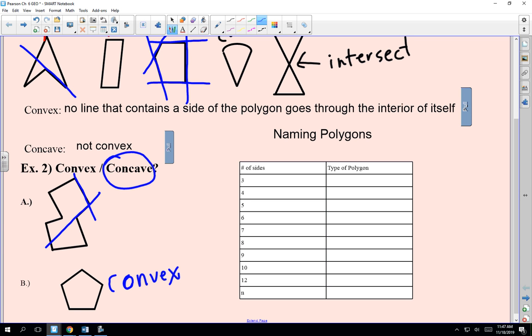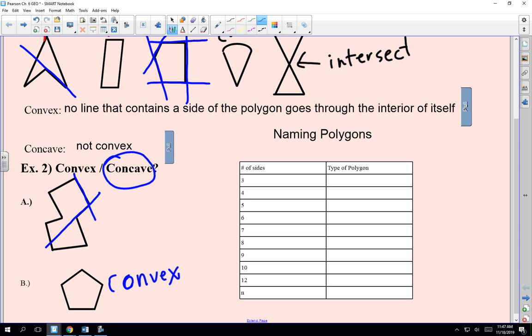So first thing is, what's a polygon? It's a many-sided closed figure, no segments intersect, no curves. And then we can classify them as either convex or concave. There's an example of each. And then we can also name polygons. You've probably heard of some of these names, at least the first few maybe.